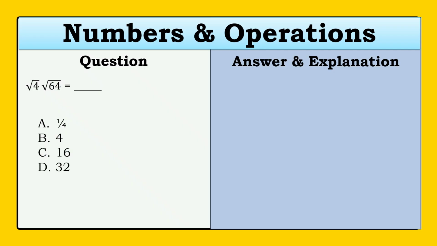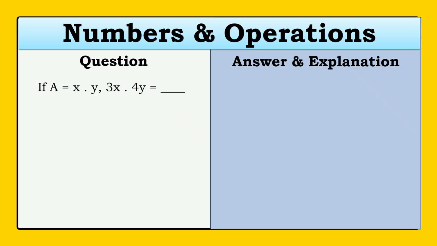Alright, let's solve. So, we are going to take the square roots of 4 and 64. The square root of 4 is equal to 2, and the square root of 64 is equal to 8. Then, let's multiply. 2 times 8 is equal to 16. And our final answer is letter C.